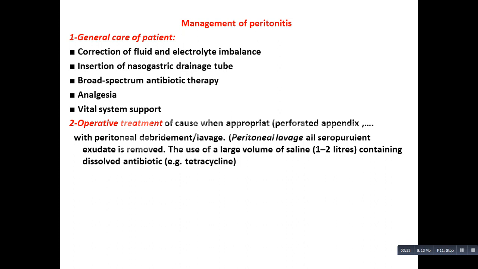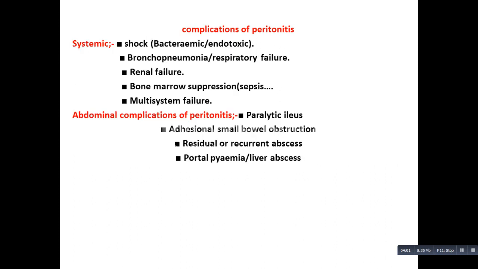Complications of peritonitis. Systemic complications include shock, endotoxic bacteremic shock, bronchopneumonia, renal failure, bone marrow suppression, and multi-systemic failure. The other abdominal complications of peritonitis are ileus and adhesion of the small bowel, residual recurrent abscess, and portal pyemia with liver abscess.